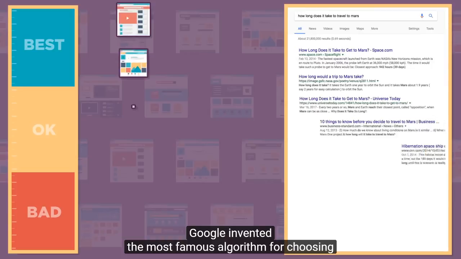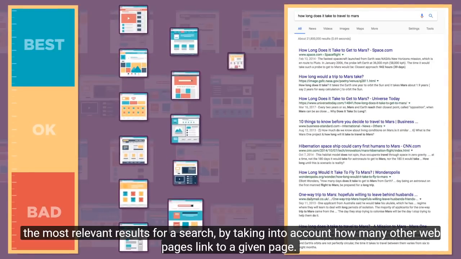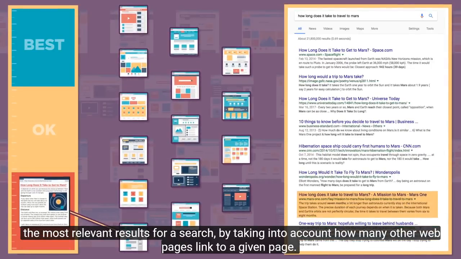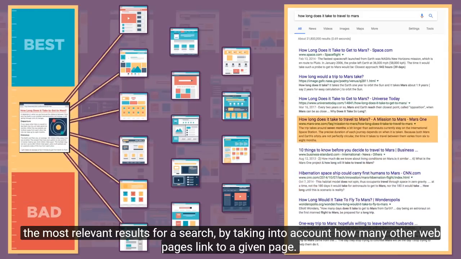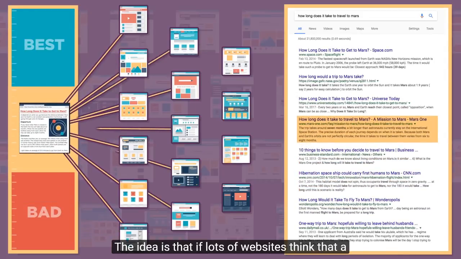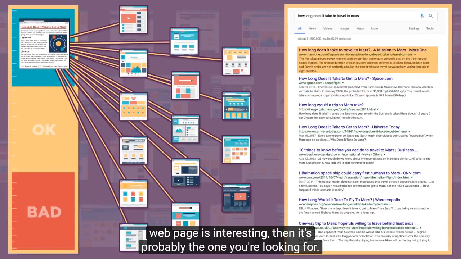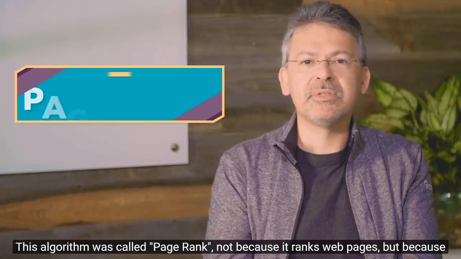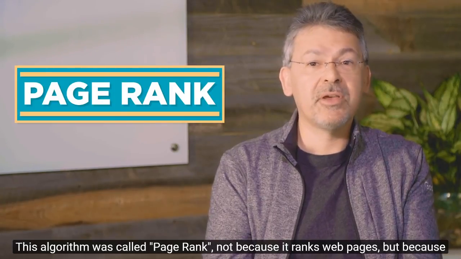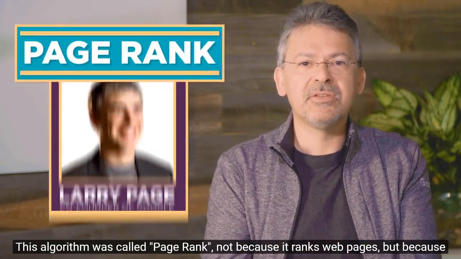Google invented the most famous algorithm for choosing the most relevant results for a search, by taking into account how many other web pages link to a given page. The idea is that if lots of websites think that a web page is interesting, then it's probably the one you're looking for. This algorithm is called Pagerank, not because it ranks web pages, but because it was named after its inventor, Larry Page, who's one of the founders of Google.